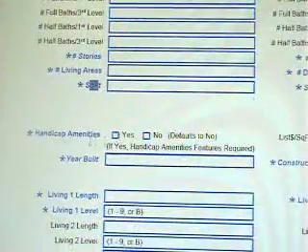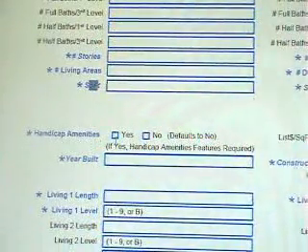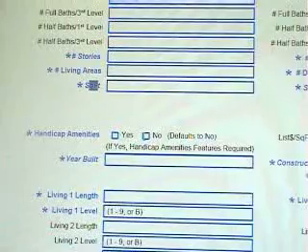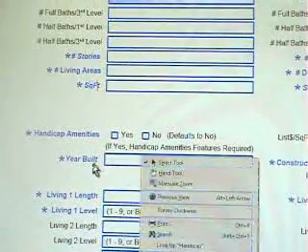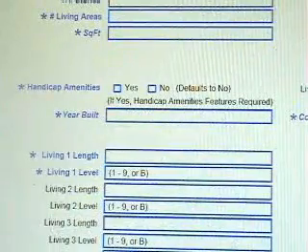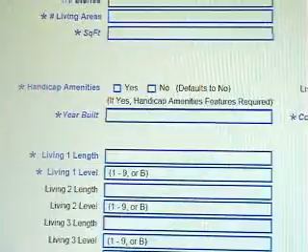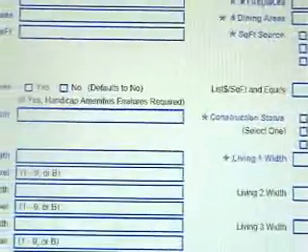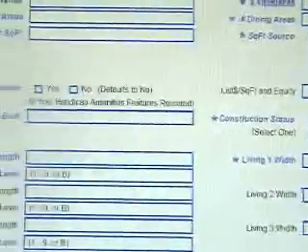And below that is where if your property has handicap amenities, you go ahead and check yes. If no, you go ahead and check no. The year that your property was built goes in the next field. Next part that is required is going to be the living room length and width. The length goes on one side, width goes on the other side.